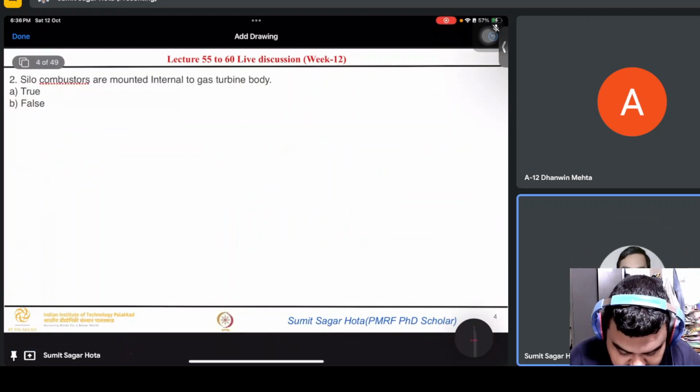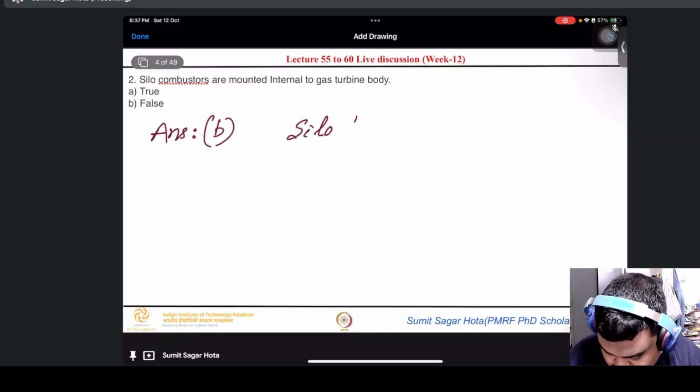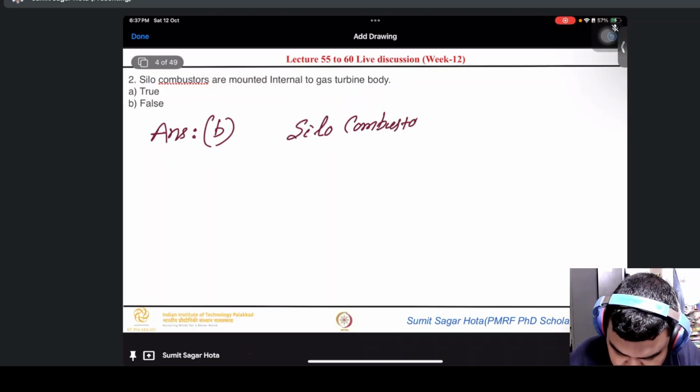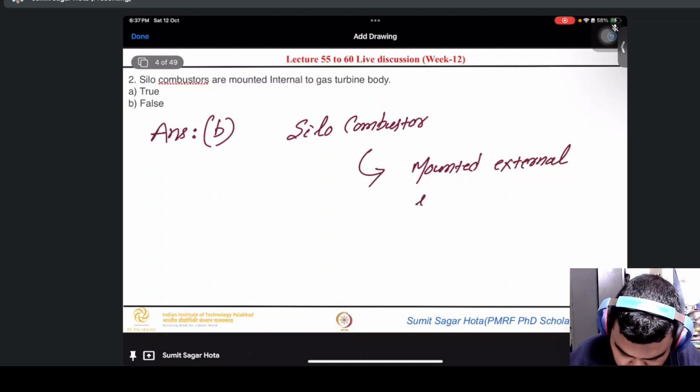The silo combustors are mounted internal to the gas turbine body. This is actually a kind of theoretical question. If you know it, then only you can answer it. Actually this is a false statement. Silo combustors are mounted external to the gas turbine body.